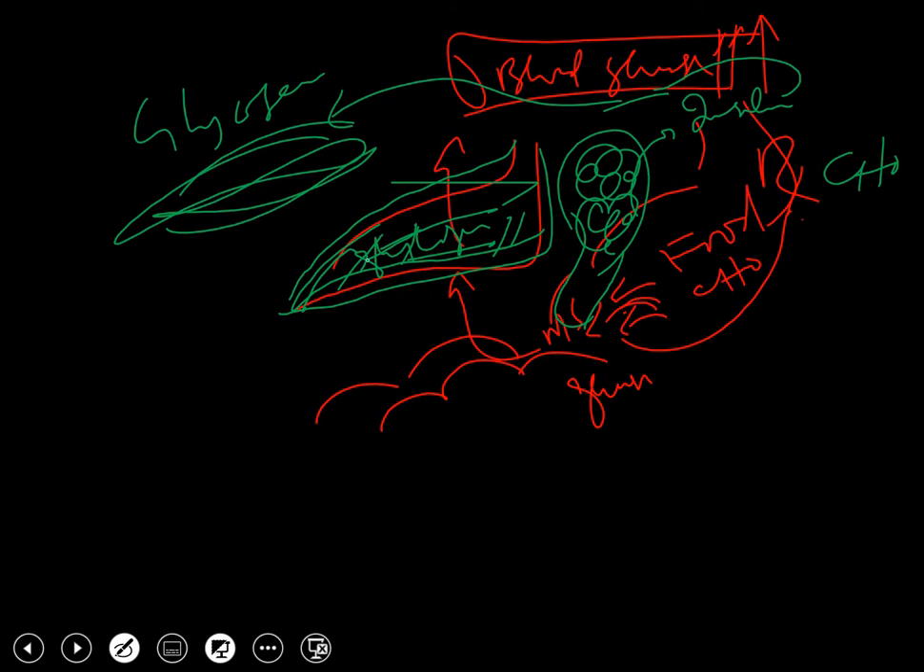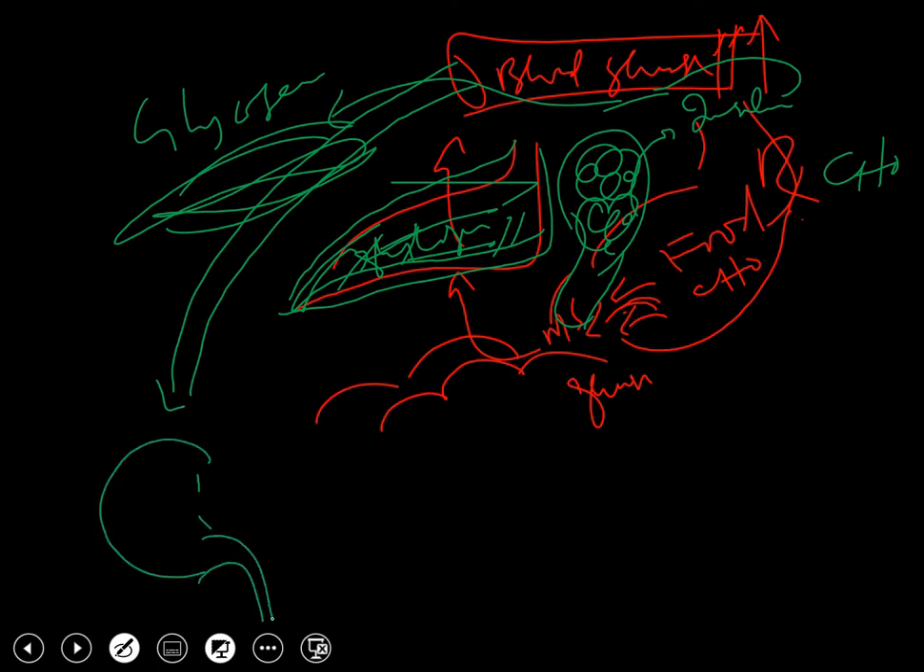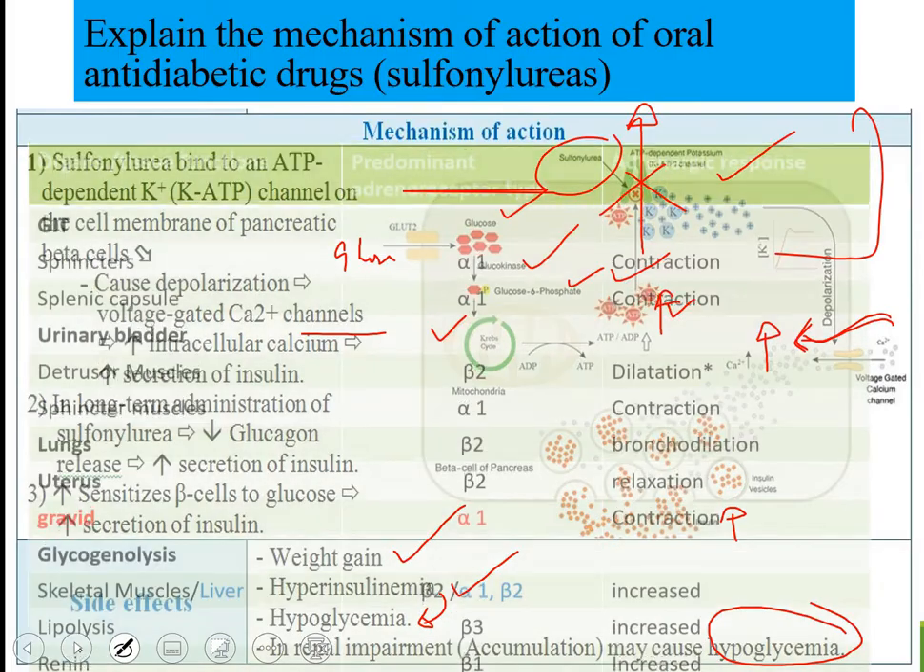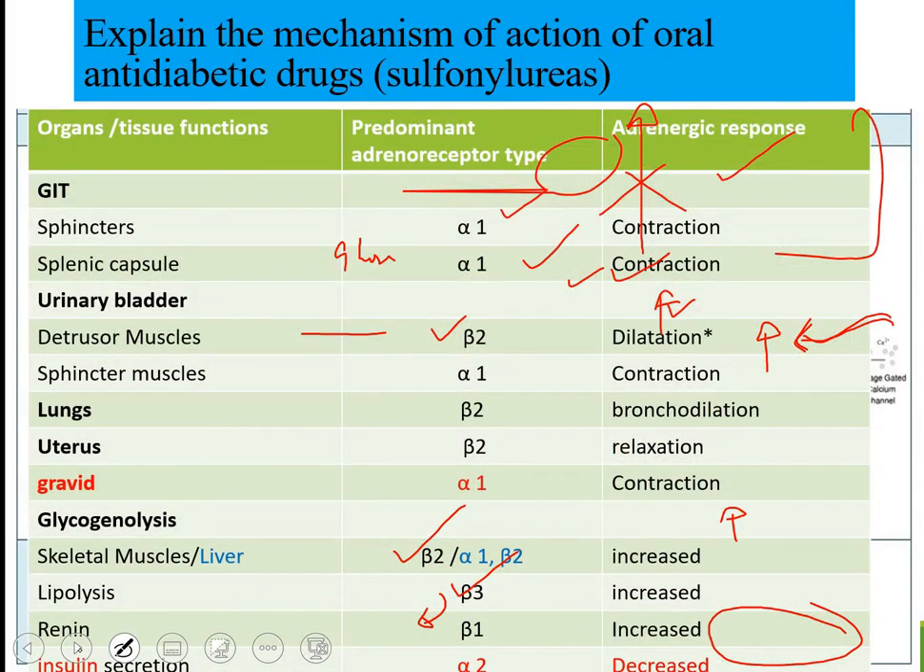But what happens when it goes to the kidneys as well, as we discussed in the classroom? In the kidneys there is the GFR, and if your patient's kidneys are not working, what will happen?